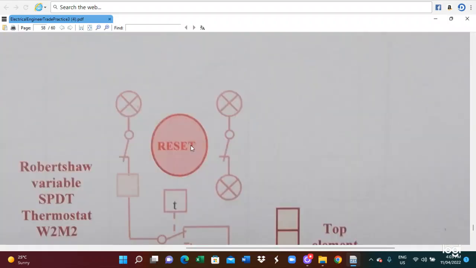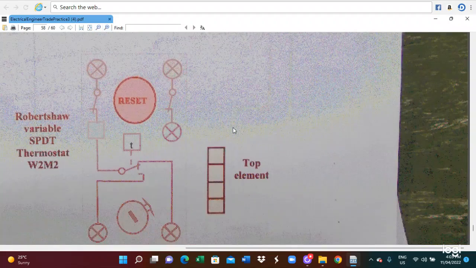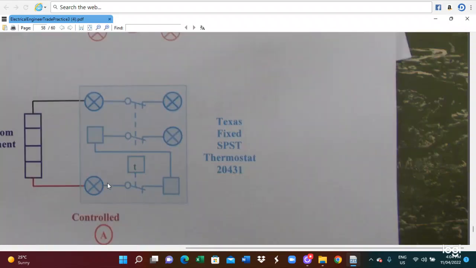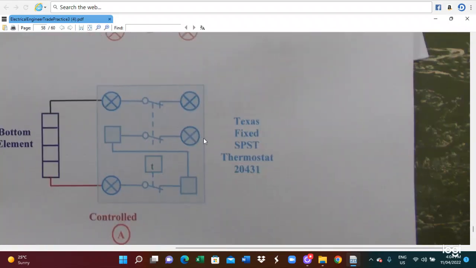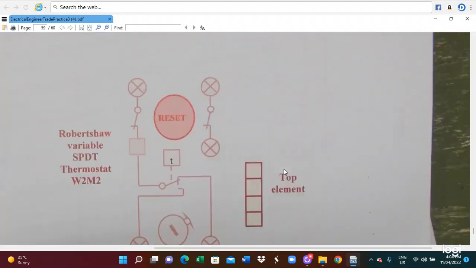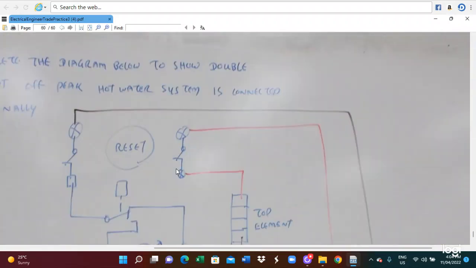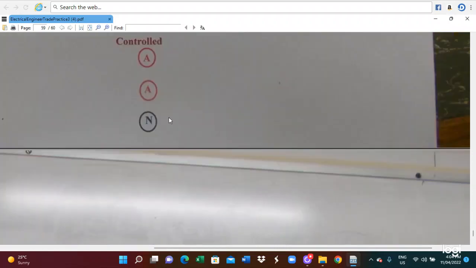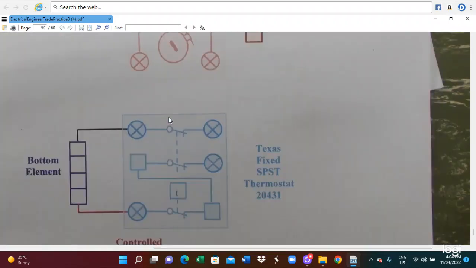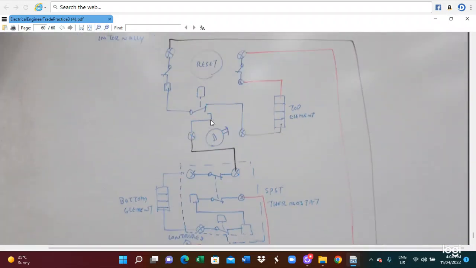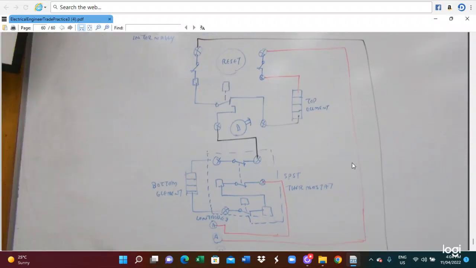So this is the connection of the robertshaw thermostat. The robertshaw thermostat connection is here. This is where the control loads are connected. That's a phase thermostat connection. Also this is the robertshaw top element, how the top element is connected, and also the control load. This connection will be based on the load information: robertshaw thermostat, bottom element, top element. We can draw it as a circuit. This circuit is a connection of the robertshaw thermostat with the top and bottom elements.